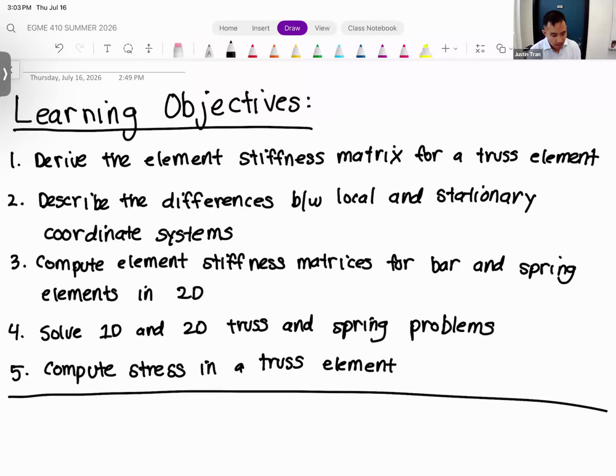Any questions before we get started? A question from the chat: are we allowed to have cheat sheets on the exam? So yes.